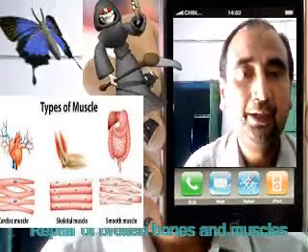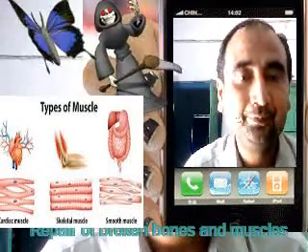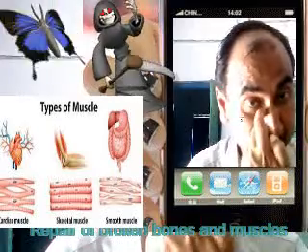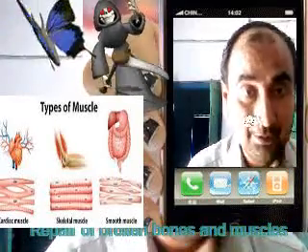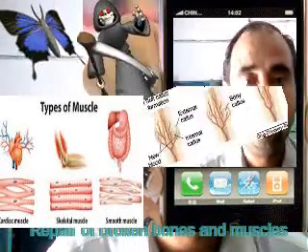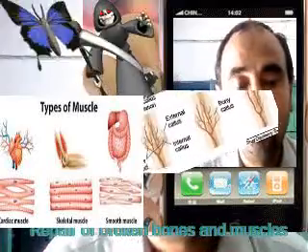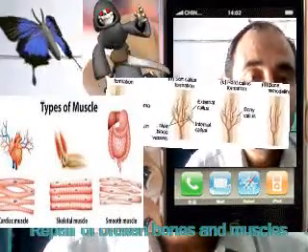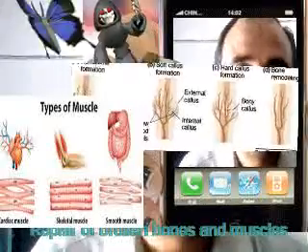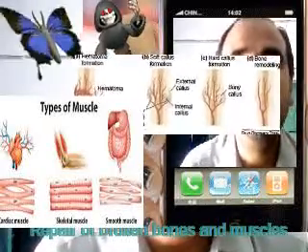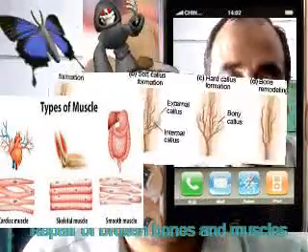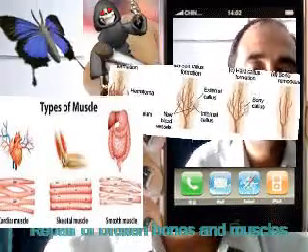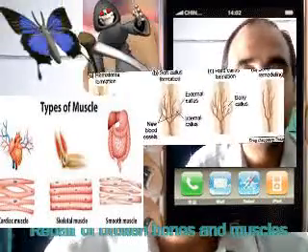The other muscles are the skeletal muscles. Skeletal muscles are attached to the bones. Their function is to give movement to the bones. For example, triceps muscles straighten the elbow joint, and biceps muscles bend the elbow joint.